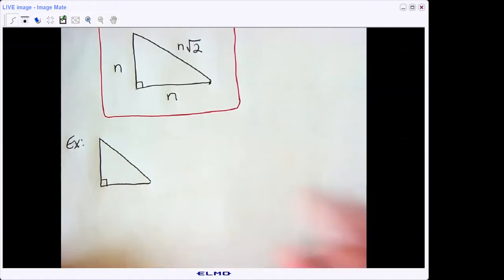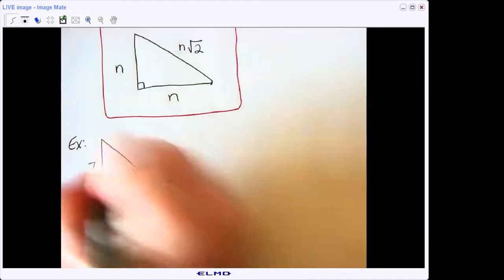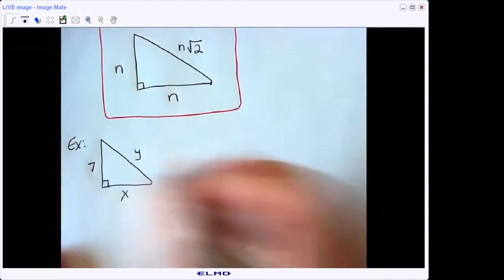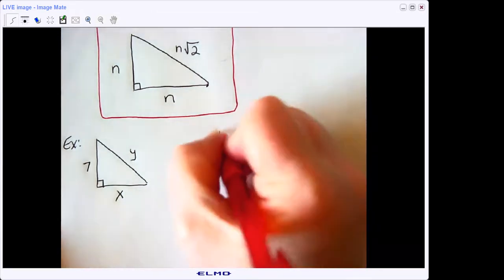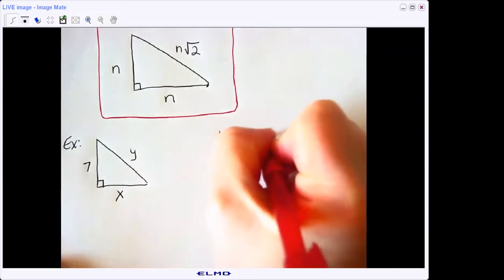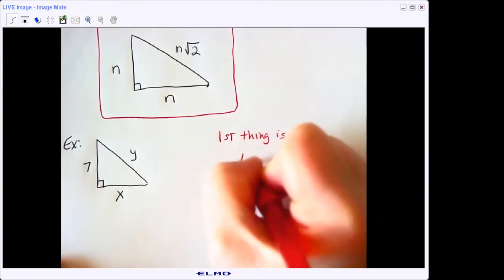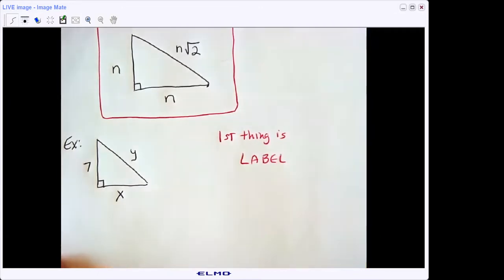Okay, so this one would be, this side is 7. This is X and this is Y. So the very first thing, when I ask you what is the first thing we're going to do, is label. Now, I know some of these are going to be easy, but this is part of what I want to see, because honestly, there's no work to show on this particular problem. Literally, there's no math to do. However, I want to see it labeled.